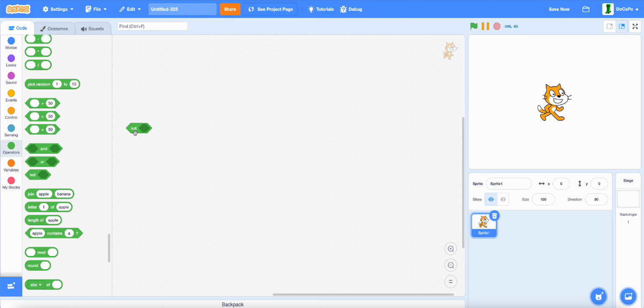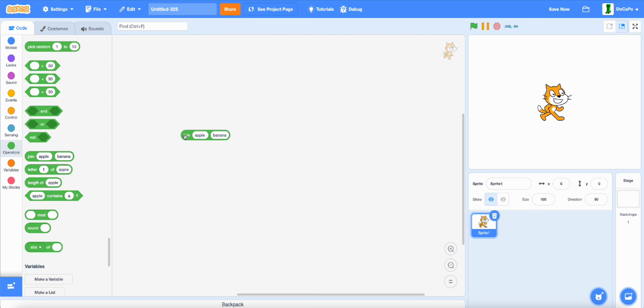Now the not is basically, 50 equals 50, it's true. Not, it'll convert to false, basically flipping it. This is false, it'll be true.